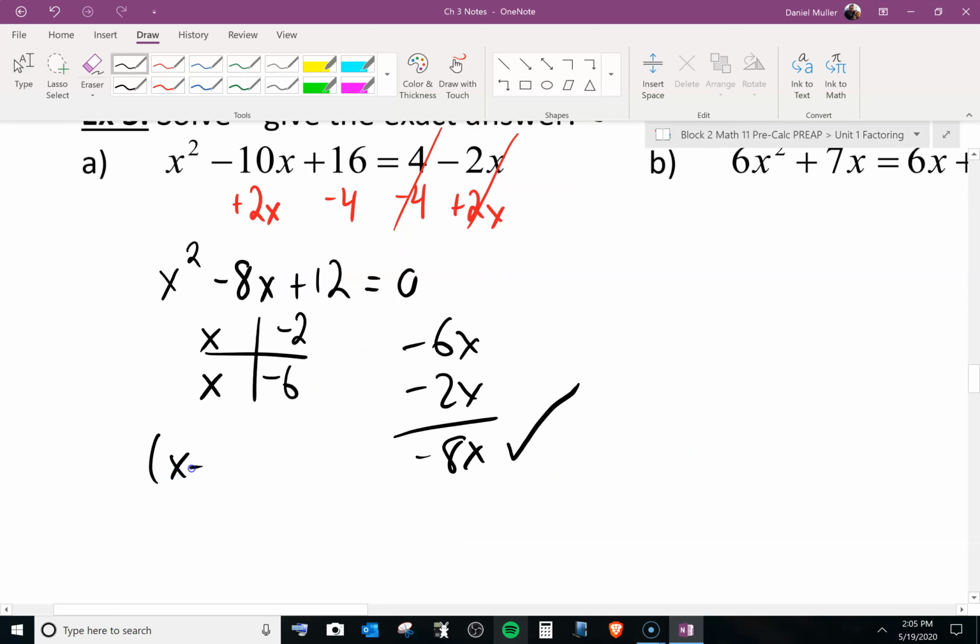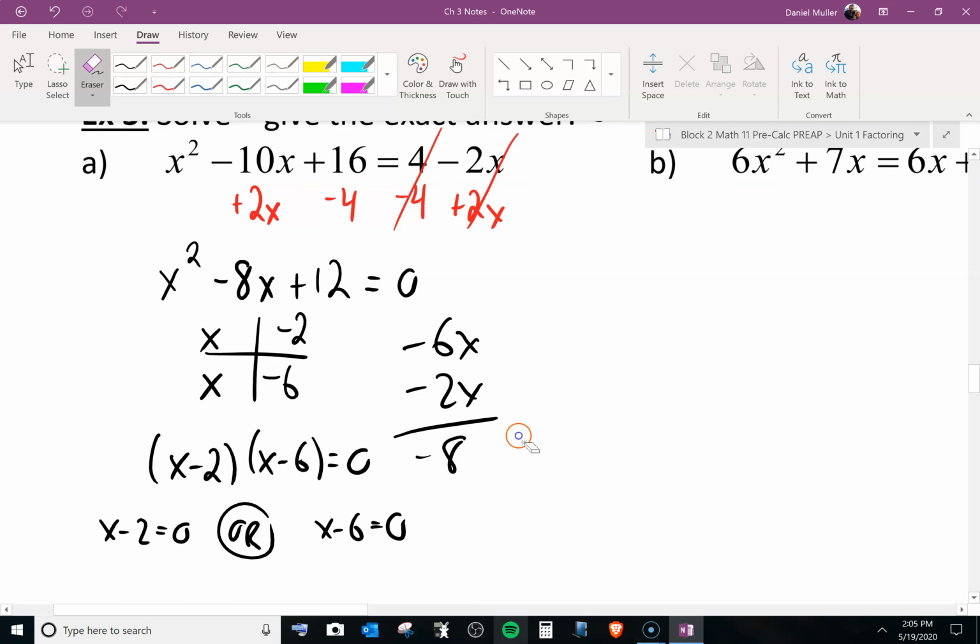So I have an x minus 2 and an x minus 6 equals 0. So I can split that up to x minus 2 equals 0 or x minus 6 equals 0.